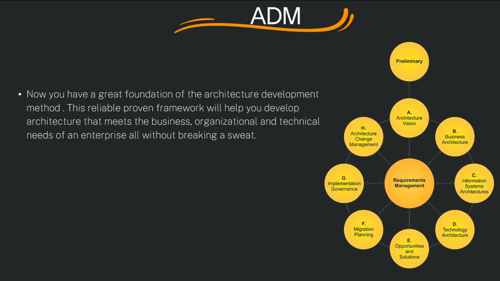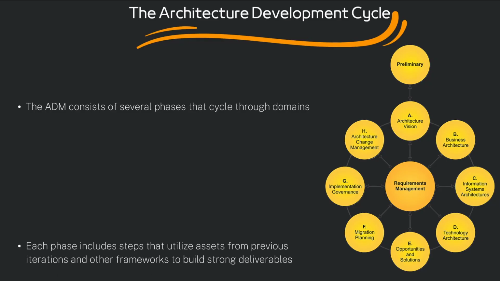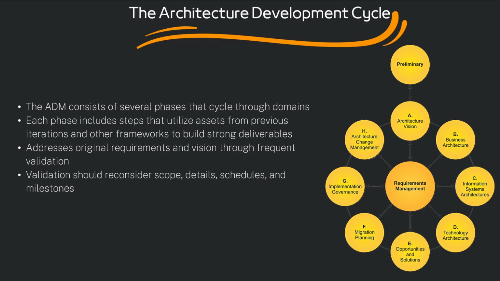Now you have a great foundation of the architecture development method. This reliable, proven framework will help you develop architecture that meets the business, organizational, and technical needs of an enterprise, all without breaking a sweat. The ADM consists of several phases that cycle through domains. Each phase includes steps that utilize assets from the previous iteration and other frameworks to build strong deliverables. The ADM addresses original requirements and vision through very frequent validation. And when you perform validation, you should reconsider scope, details, schedule, and milestones.